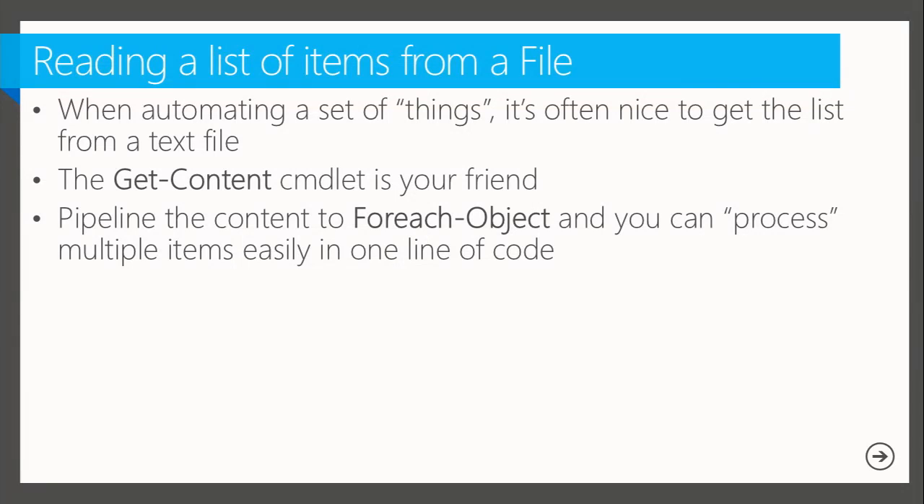So the simple thing is you create a list in a text file, and what you do is you call Get-Content. Get-Content will just load it up into memory, and then you have this array that you can basically just loop through and do things on.